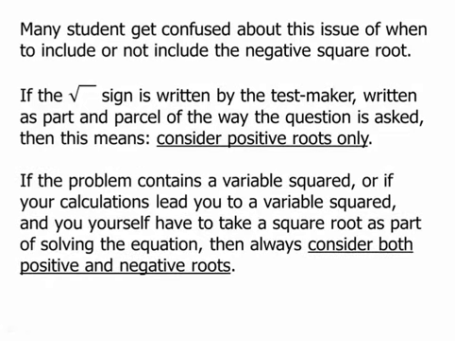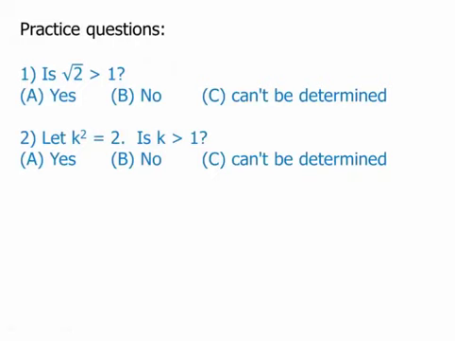But if the problem contains a variable squared, or your calculations lead to a variable squared, and you yourself have to initiate the act of taking a square root, so in other words, the square root sign is not printed as part of the problem, you're going to have to take a square root yourself in the act of solving the problem, then you always have to consider both the positive and negative roots. That's the difference right there. Whether the radical sign is printed on the test or not, that makes all the difference.